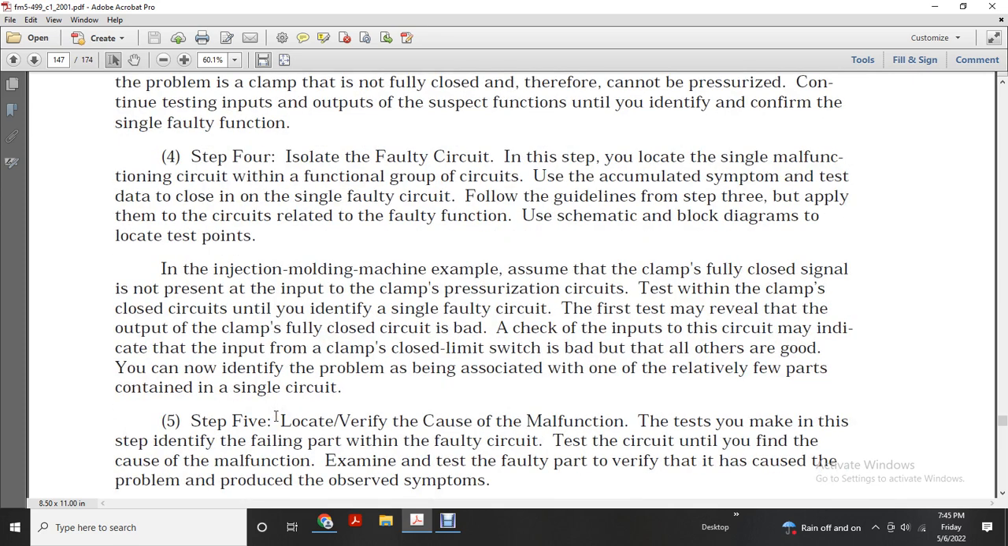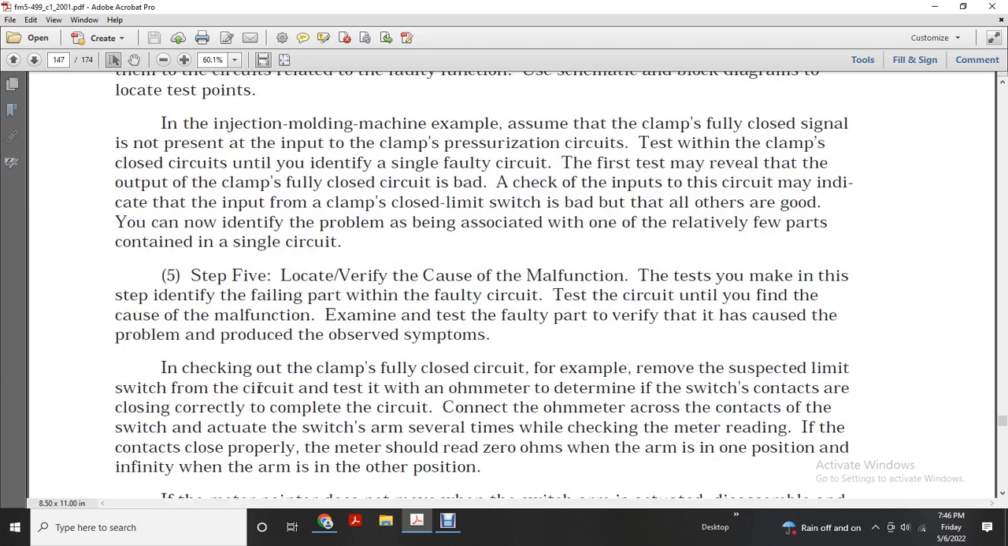The injection molding machine example assumes the clamp fully closed signal is not present at the input of the clamp pressurization circuit. Testing the clamp's closed circuit, used to identify the single faulty circuit, may reveal that the output of the clamp's fully closed circuit is bad. A check of the inputs of the circuit may indicate that the input from the closed clamp limit switch is bad, but all the others are good. You can now identify the problem as being associated with one of the relatively few parts contained in a single circuit.